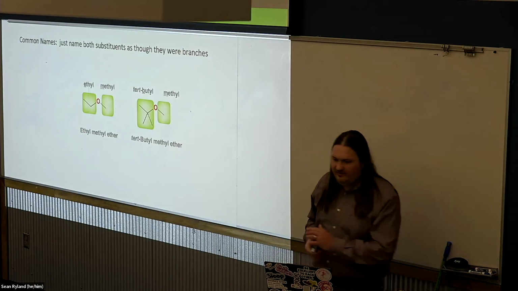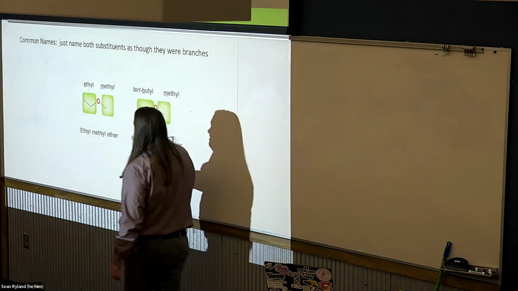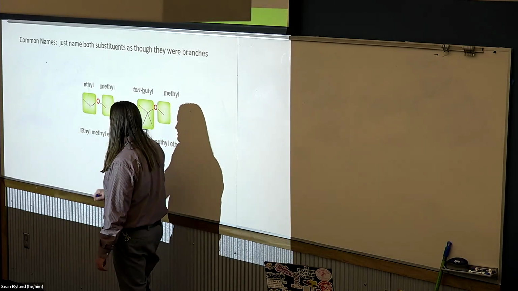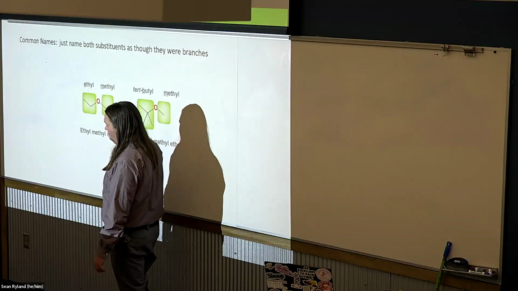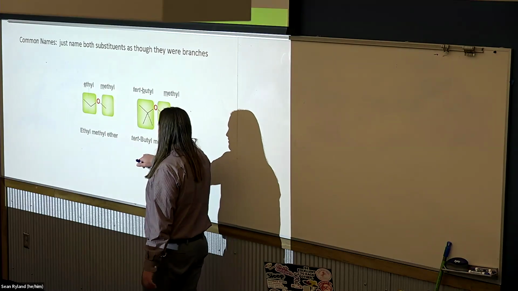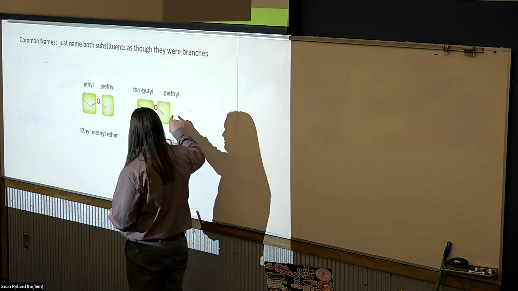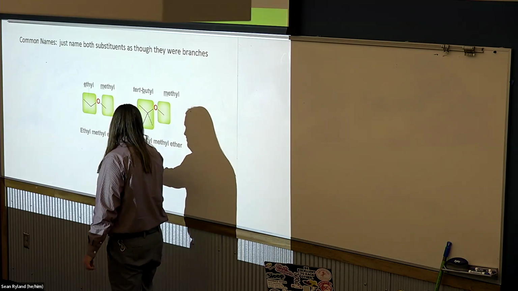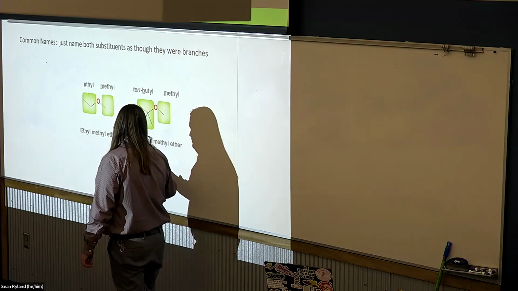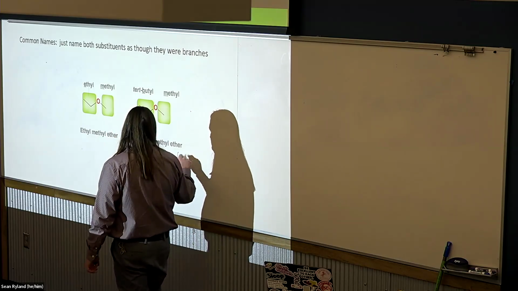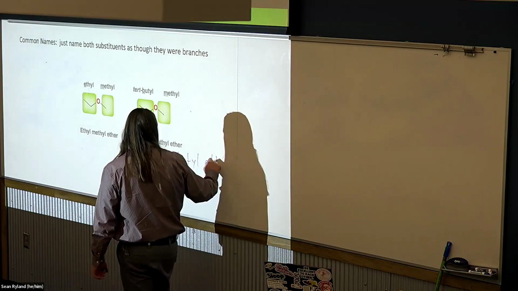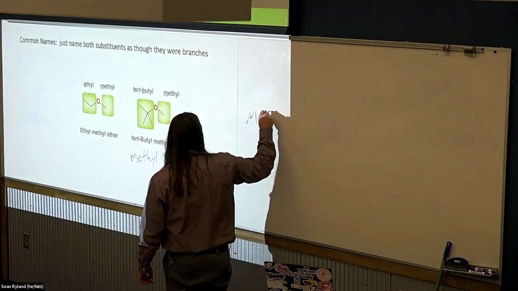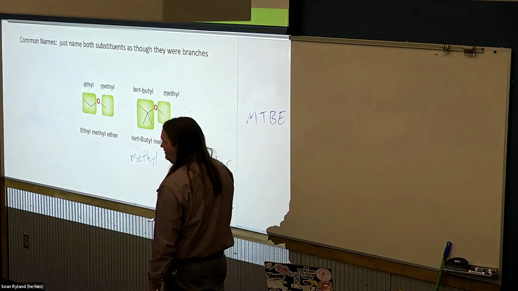So the old school way of naming these was you just name what's on both sides as though it's a branch, so ethyl methyl ether. Or tert-butyl methyl ether. I don't know why they put them in this order. Usually you see it as methyl tert-butyl ether, which is actually a gasoline additive, if you've ever heard of MTBE.